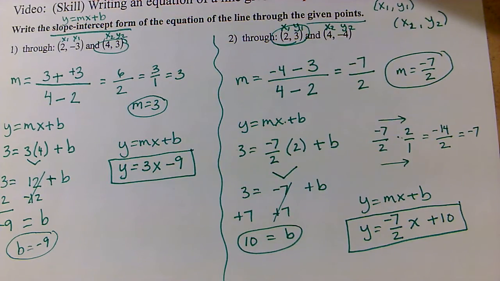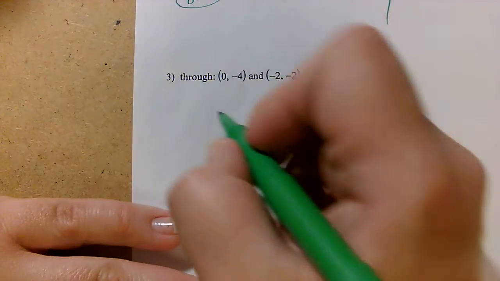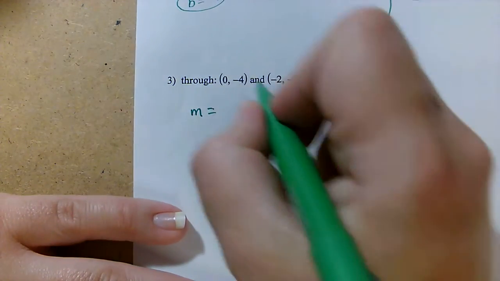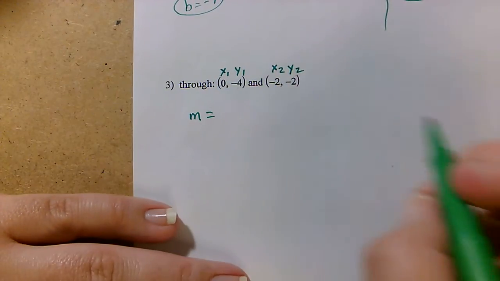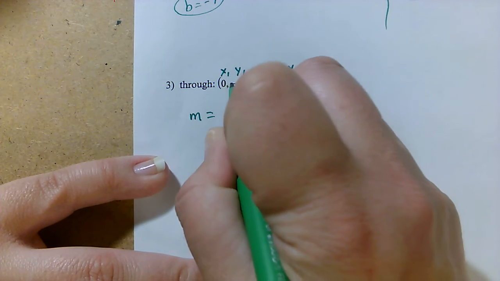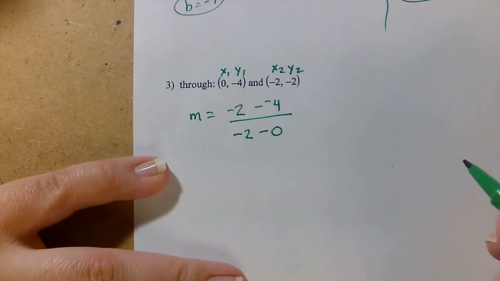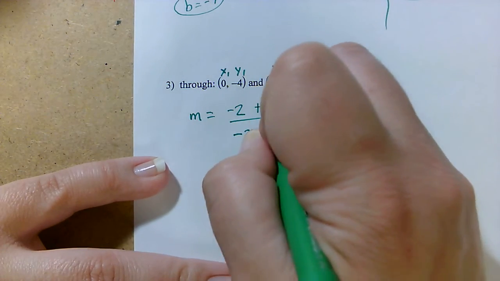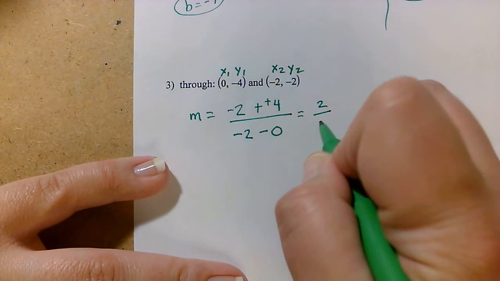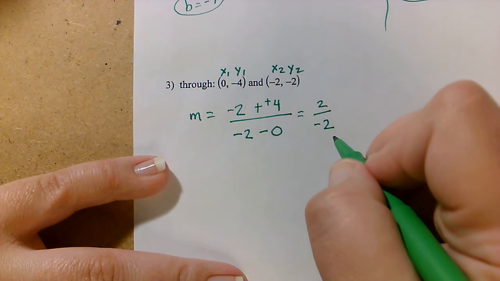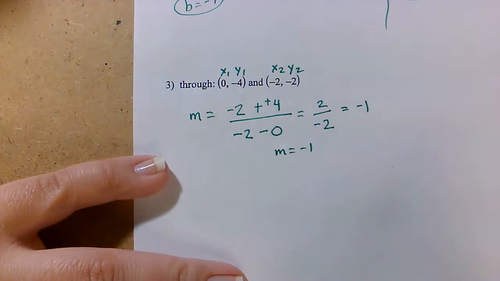One more to go. Moving on to our last problem. m is going to equal, let's label our x1 and y1, our x2 and y2. m is going to equal negative 2 minus negative 4 over negative 2 minus 0. Negative 2 minus negative 4 is going to turn into plus 4. Negative 2 plus 4 is 2. Negative 2 minus 0 is negative 2. And I have a 2 divided by a negative 2. It's going to equal negative 1. So my m is equal to negative 1.